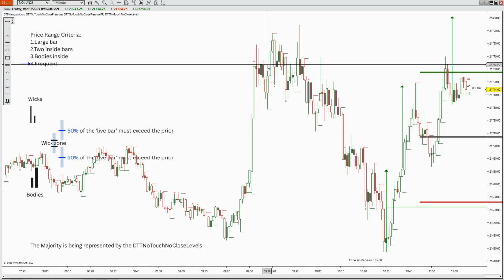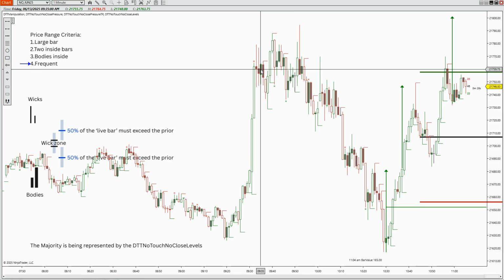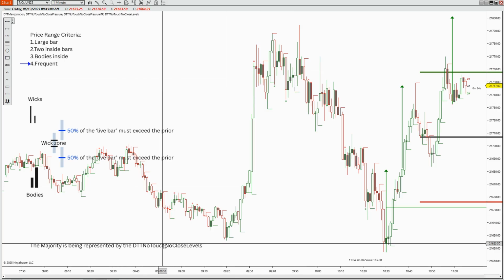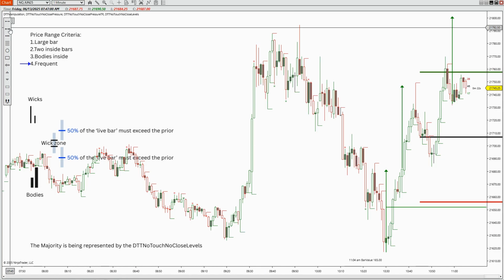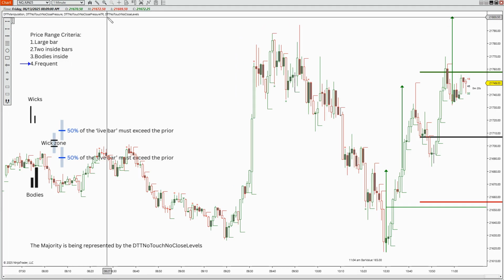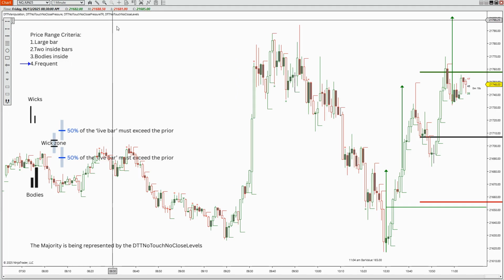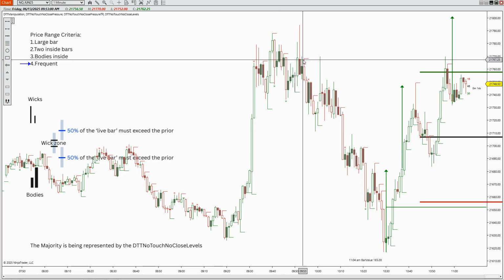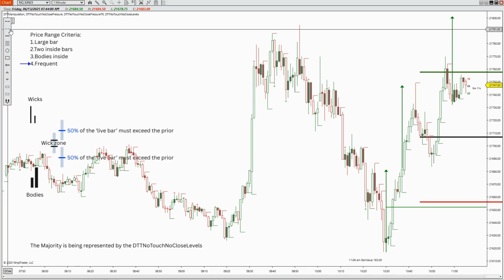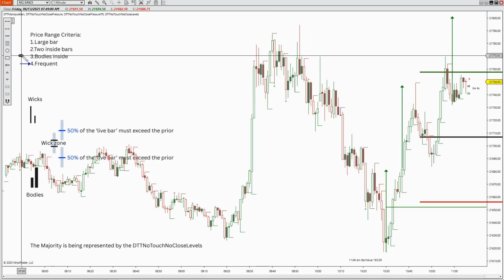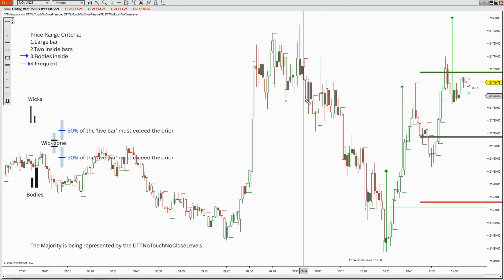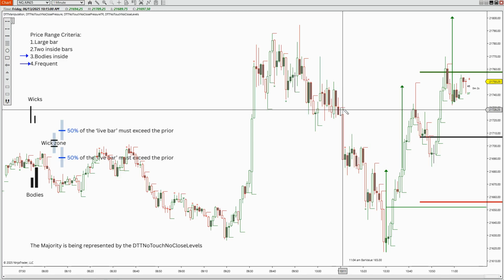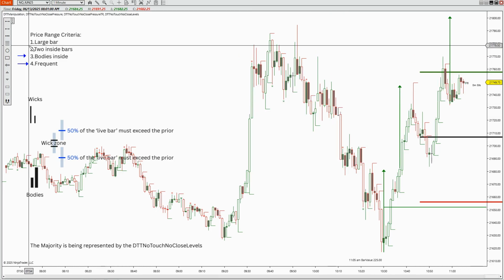Now, the bar color here: in prior videos, I would use the no touch, no close bar color. But today we're going to go with the levels, because I want to ensure that the information is being displayed by the inside bar. When it comes to the inside bar, we're dealing with the bodies. We only concern ourselves with the bodies of the bars, and all of those bars are colored gray here in this video.